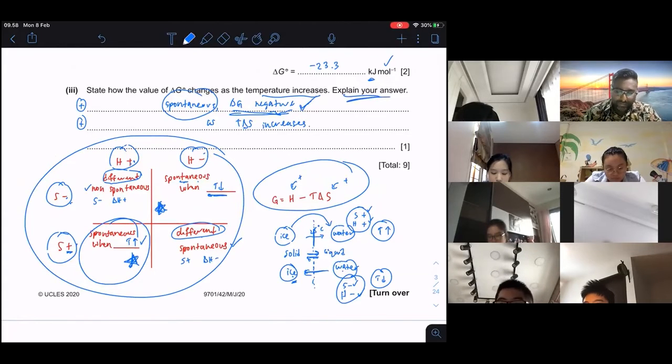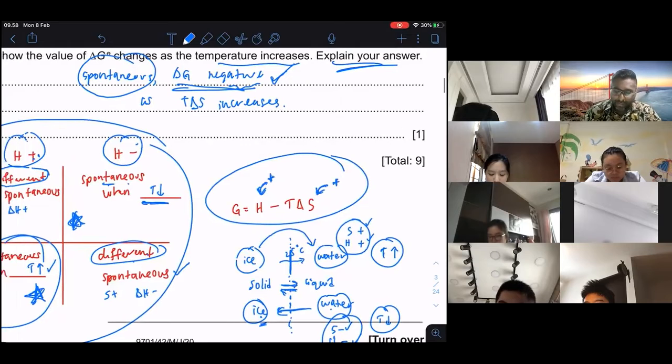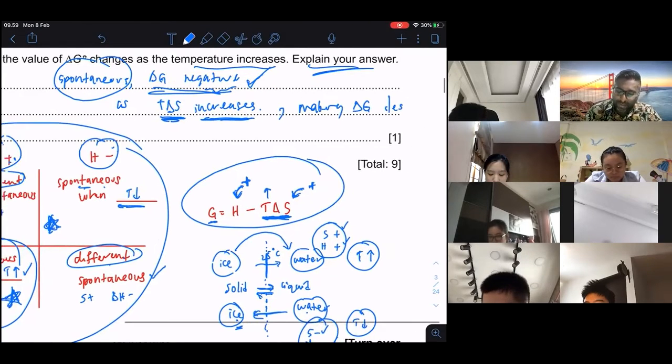I think this one you need to actually use the formula if you want to explain more. Why? Because if this is positive, when temperature is going up, how does this one become more negative? Basically this is positive, so of course if it is going up, this entire value is going to become bigger. So you can say when the temperature increases, this value increases, making Gibbs free energy become less negative.